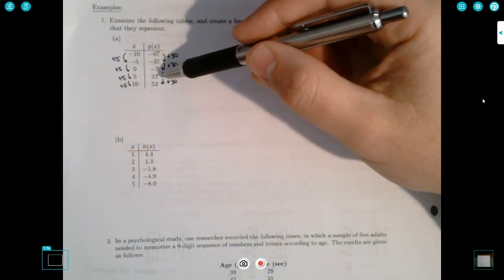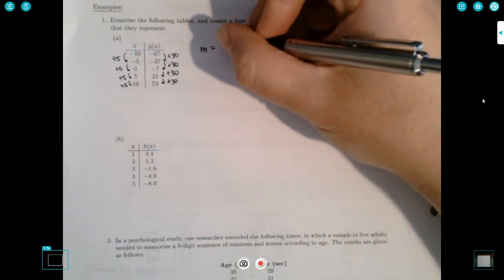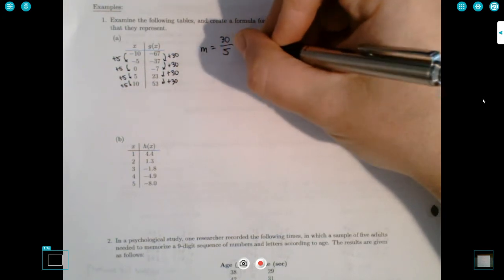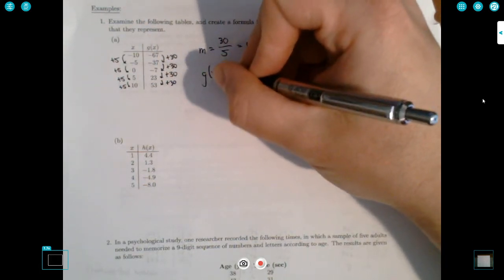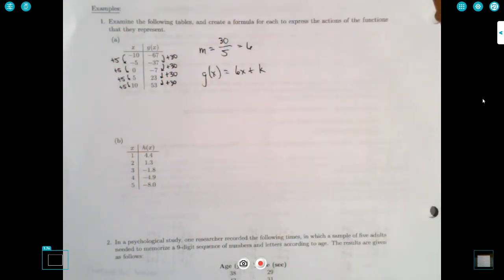Now be careful, my rate is not 30, because the rate is how much your outputs increase for each one increase in your inputs. But here my increases are all 5. So I need to divide by 5, right? So I'm going to say my rate, m, is 30 divided by 5, which is 6. Okay? So my rate is 6. This function is called g of x, right? So g of x must be 6x plus some starting point k.